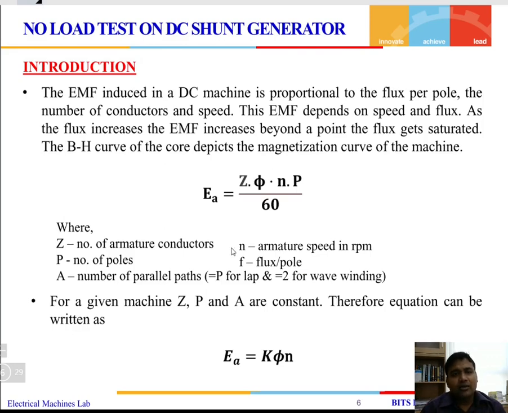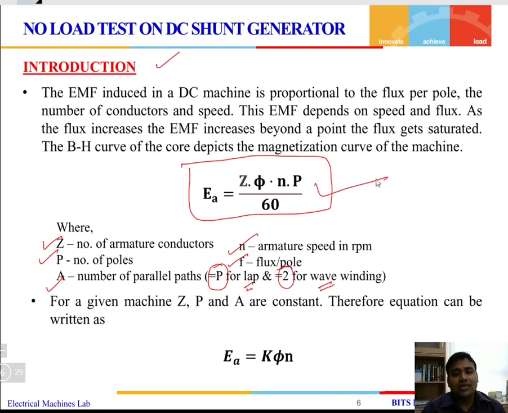So basically, if you see the introduction of a DC shunt generator, the EMF equation is given by Z into phi and P divided by 60, where Z is the number of armature conductors, P is the number of poles, N is the armature speed in RPM, phi is the flux per pole, A is the number of parallel paths. Now this depends upon whether it is a lap winding or a wave winding connected machine. So if it is a lap winding, then the number of parallel paths is equal to the number of poles. If it is a wave connected machine, then it is equal to 2.